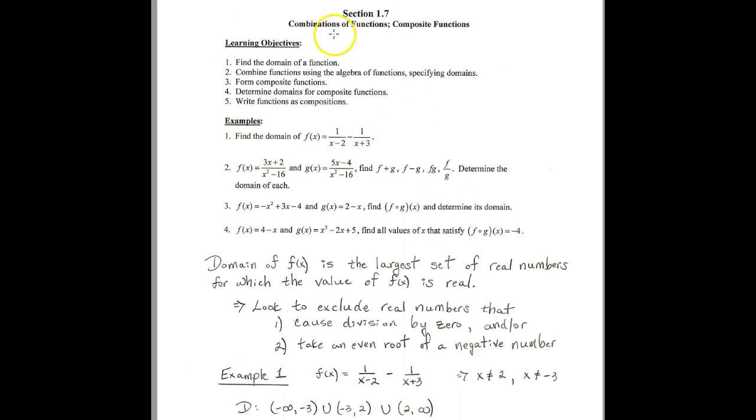So in this section, we're looking at combinations of functions and composite functions. Combinations of functions, we mean like f plus g, f minus g, f times g, f divided by g. A composite function is your f of g of x. That looks something like this. Okay, that's the notation, and we'll talk much more about that in just a second.